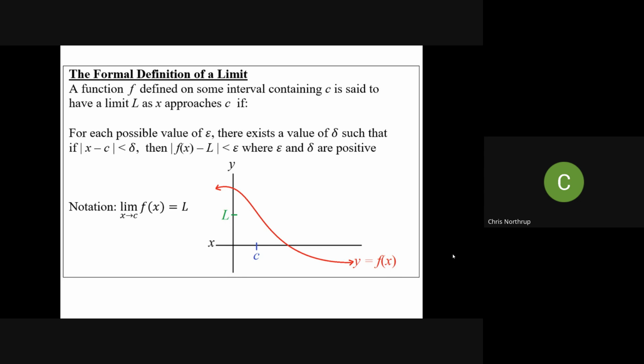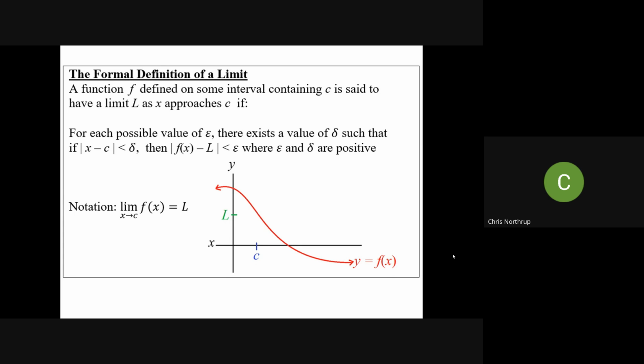So this is the formal definition of a limit. If you were to Google what is a limit, calculus, etc., you're going to come up with something either exactly like this or something really close to this. So the formal statement: if I have a function and it's defined, we say that L is a limit as x approaches c if this very specific condition is met.